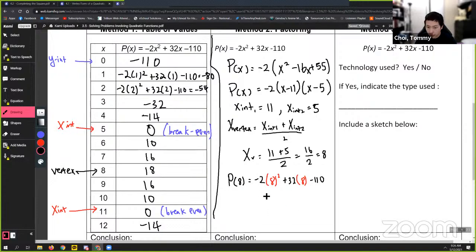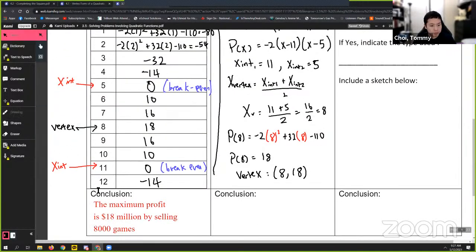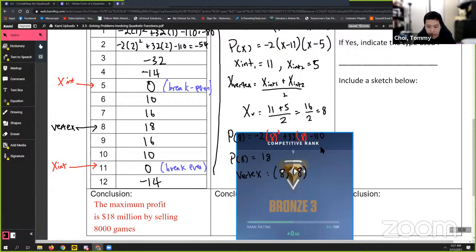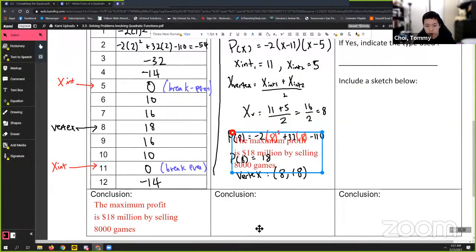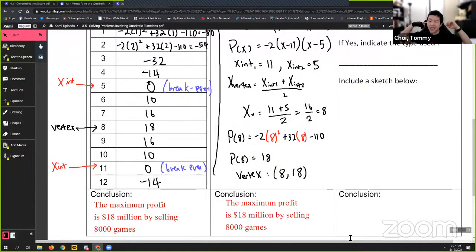Right? -2, 8 squared plus 32 times 8 minus 110. And p of 8 is going to give us, well, we knew it from earlier, it's 18. So the vertex that we get, whoopsies, is 8, 18. And the conclusion is exactly the same. The maximum profit is $18 million by selling 8,000 games.